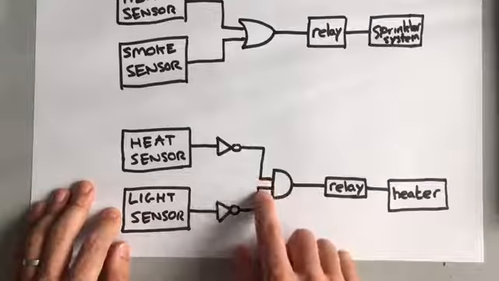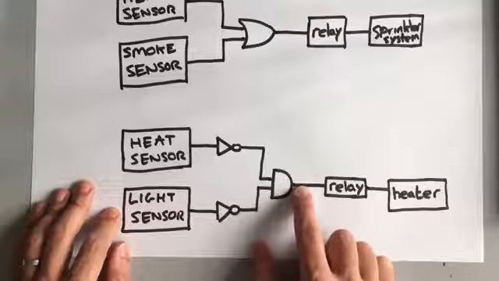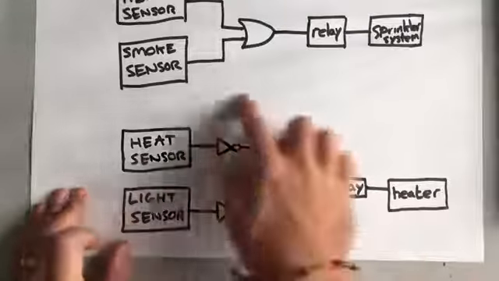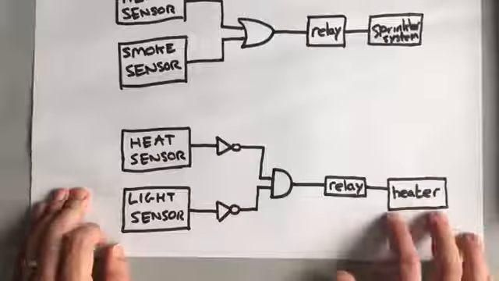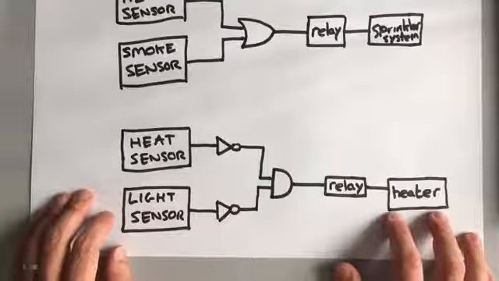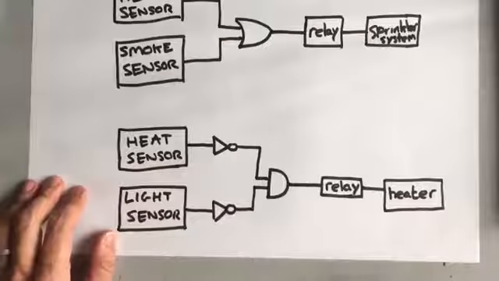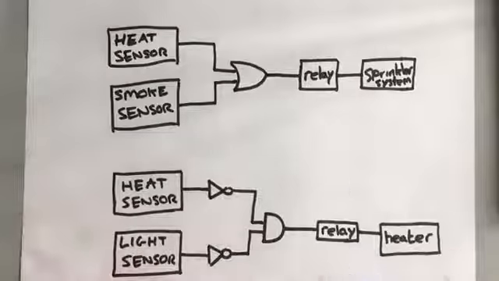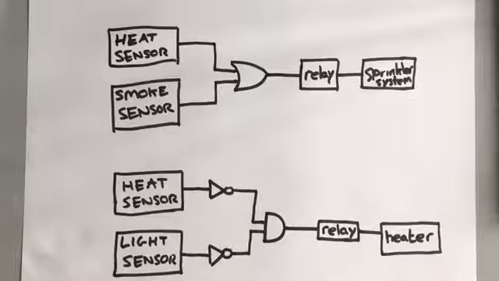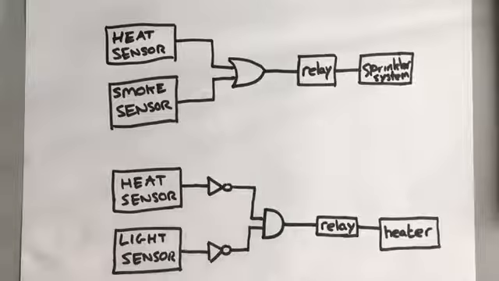When this is 1, then this is 1. So this system could be used to switch on a heater at night when it is cold. So when it's dark and cold, the heater turns on. So these are 2 examples of how you could use some of these logic gates in circuits, and that is something that you may have to do in an exam.